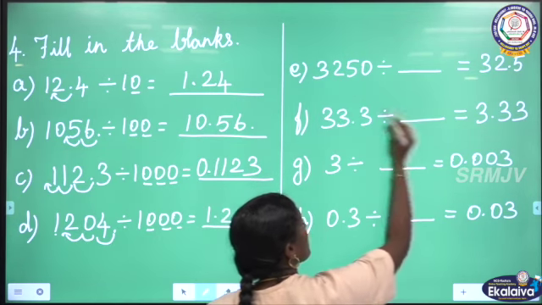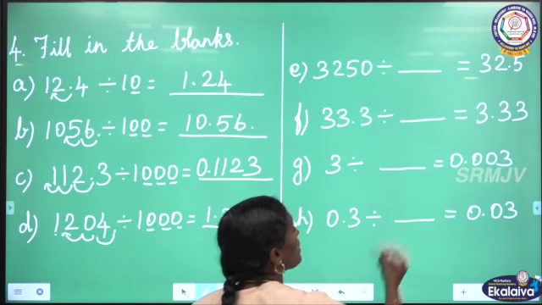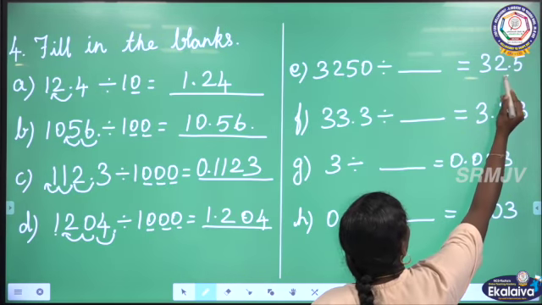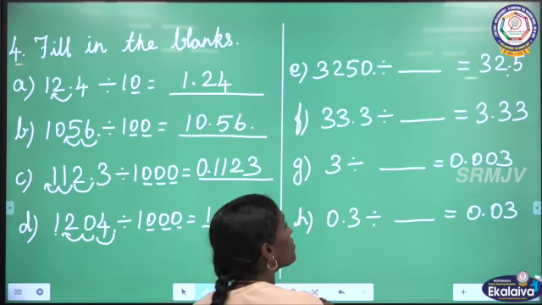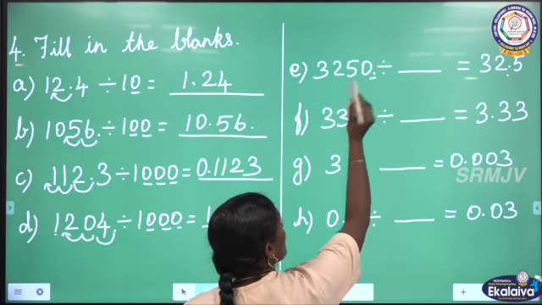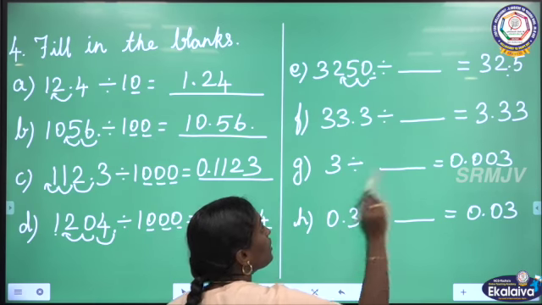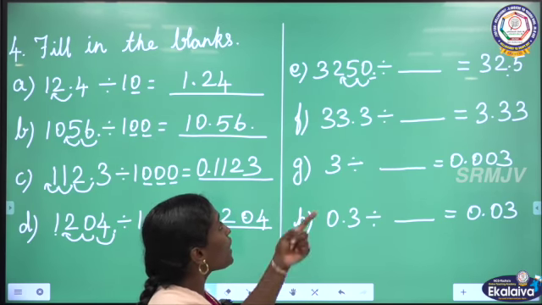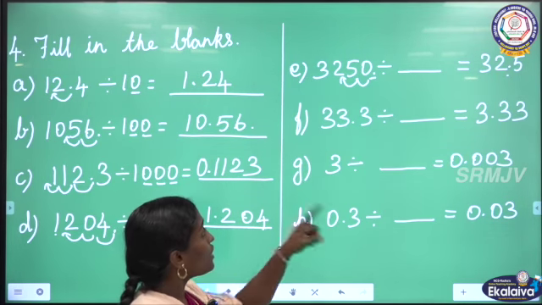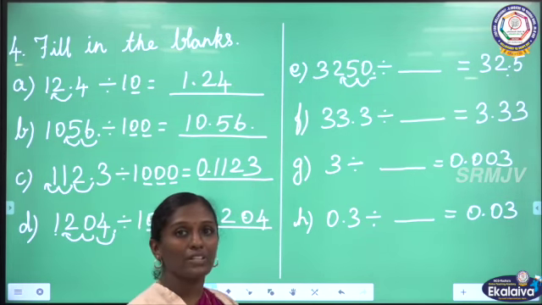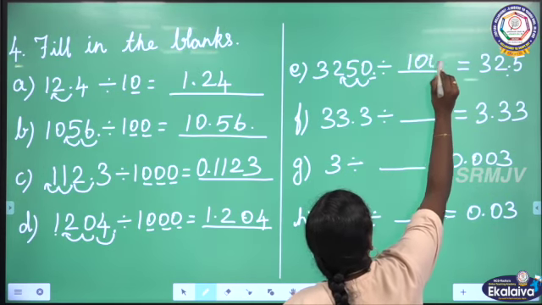Now we are going to find out by which number we have to divide the decimal. Here dividend is given, quotient is given. By using these two, we are going to find out the divisor. Here the decimal point is in between 2 and 5. Here 3250 is the whole number, so the decimal point is here. It moved 2 places to the left. So we have to divide by 100, because when dividing a number by 100, the decimal point will move 2 places. So the divisor is 100.